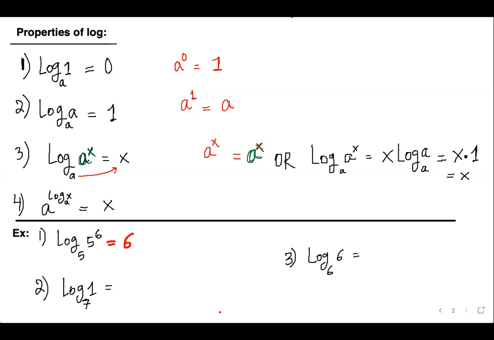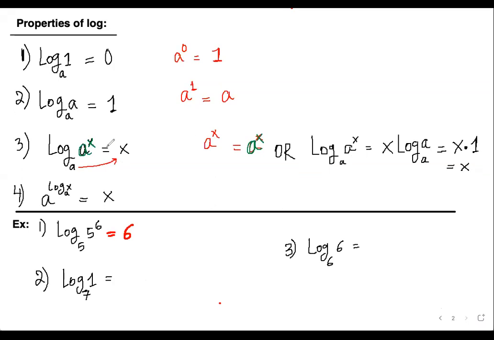Someone said 0. And this is correct actually. It is 0 by using property number 1. This is correct. Now who will do the third one?